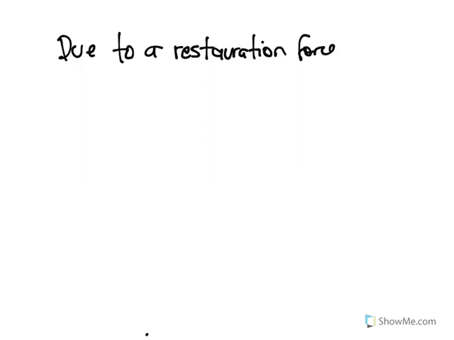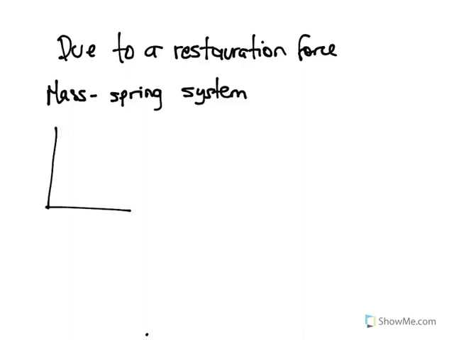The oscillatory motion is a motion which will occur due to a restoration force. For instance, we have the mass spring system. We have any given mass which is attached to a spring, okay? And this spring has a constant K, and this mass has a mass M.